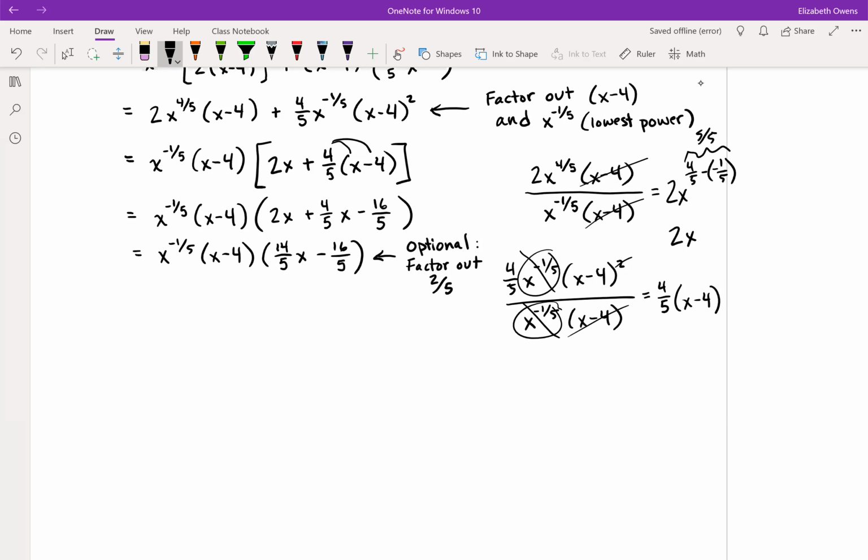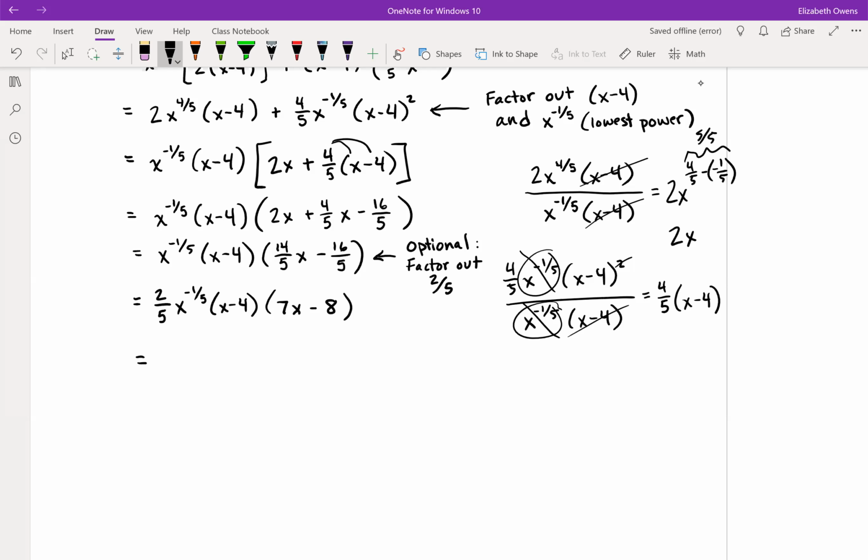Because if we bring out a 2/5, that would leave us with just 7x here. All right, take out 2/5 from that, and then taking out 2/5 here would leave us with minus 8. So then we got some nice whole numbers to work with.